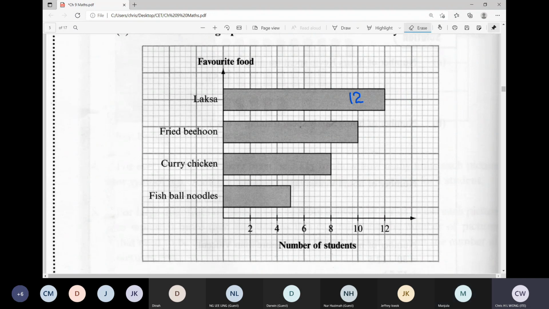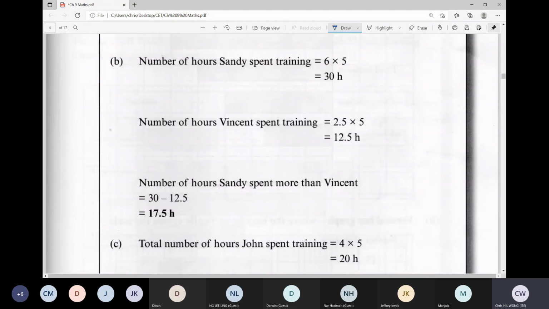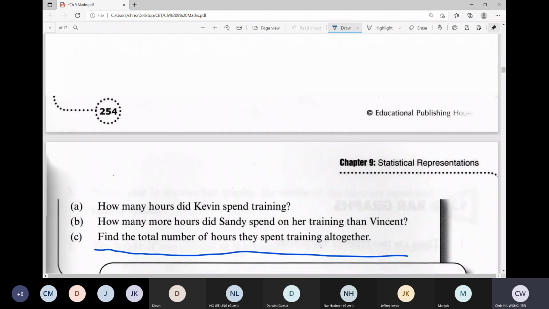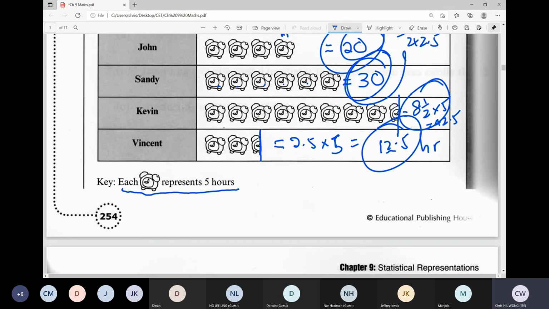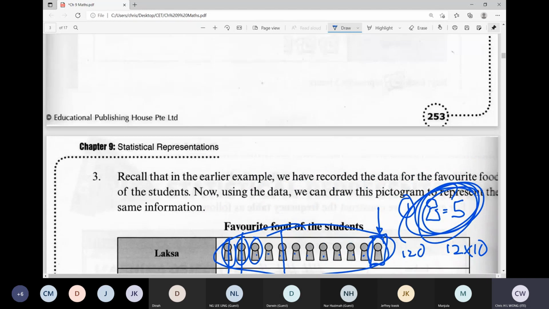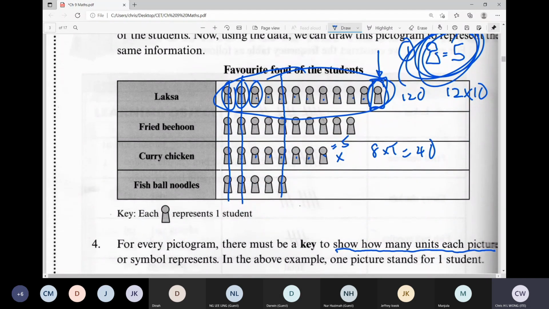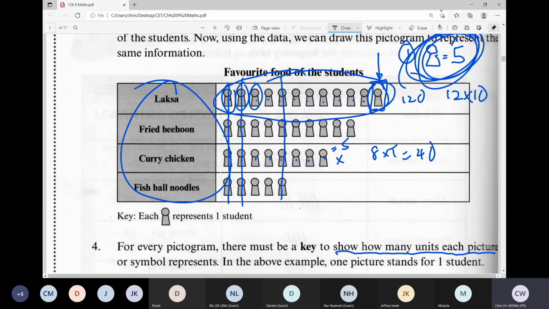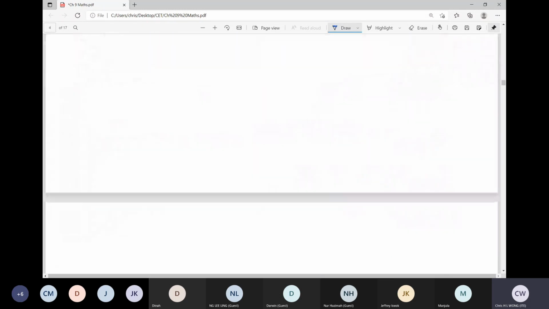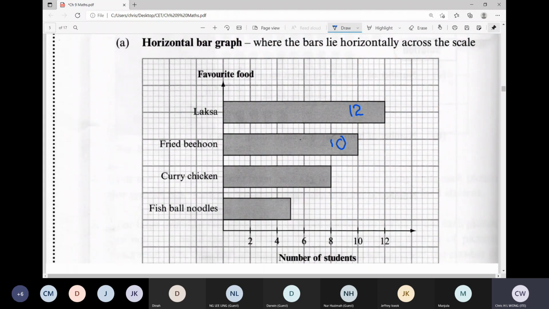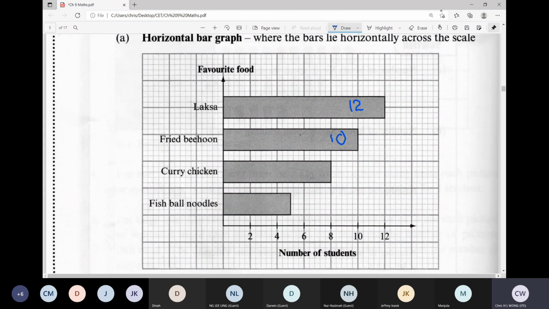So bihun you have 10, right? I'm going to put 10 here. And then you have curry chicken, you have 8, right? Remember just earlier, where we used the pictogram to find out how many people like the kind of food. I'm using this data to draw the horizontal bar chart. So this one you have 8.